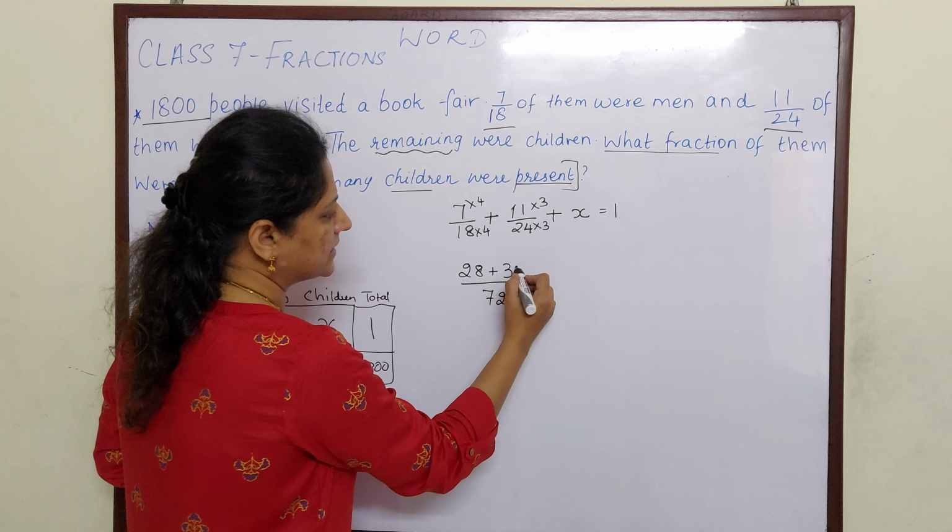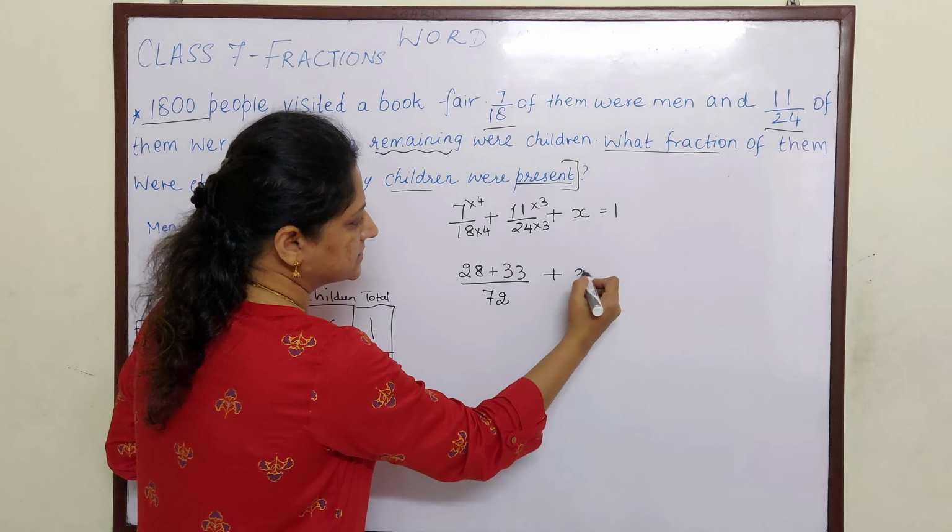Okay, so the first step is to find the fraction of children. So let us add: 7 by 18 fraction of men plus fraction of ladies plus fraction of children will give you 1. So if you take the LCM of 18 and 24, you will get 72. Okay, and we know that 18 4s is 72. So 7 4s is 28. And 24 3s is 72. So 11 3s is 33, plus x equal to 1.